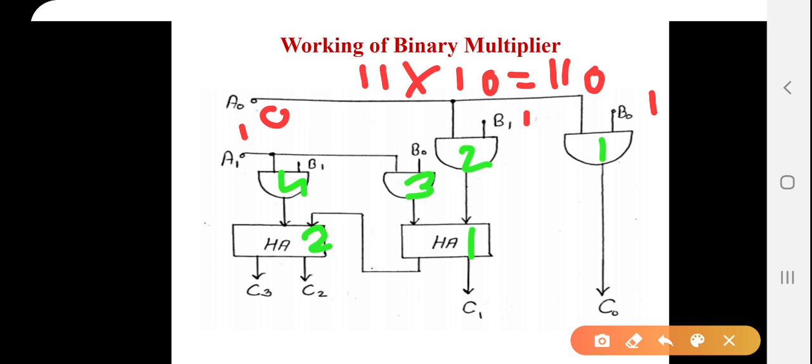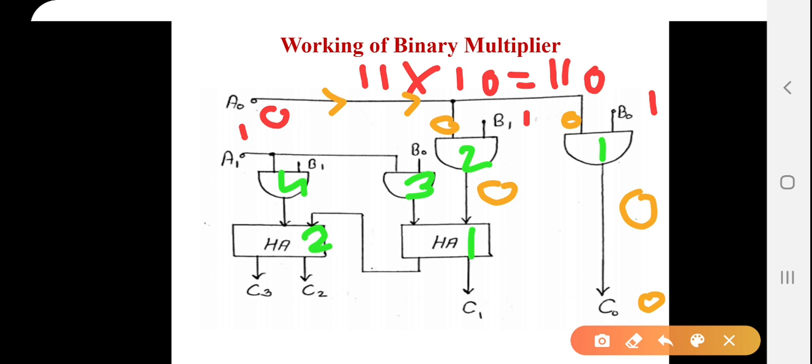So let's start the multiplication. As you can see, the A0 value is 0 and it is moving in this direction and reaching this particular end of AND gate number 1. Here, for AND gate number 1, we have two inputs 0 and 1, so it will produce 0 as an output. So you will get C0 as 0. For AND gate number 2, the inputs are 0 and 1, so it will produce output 0, which is fed to one of the input terminals of the half adder.